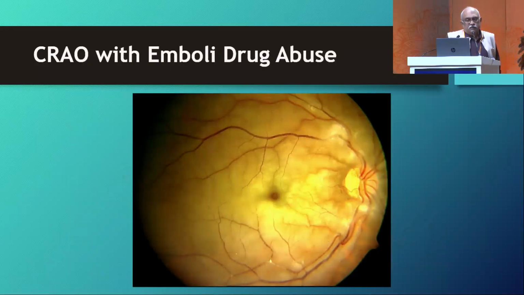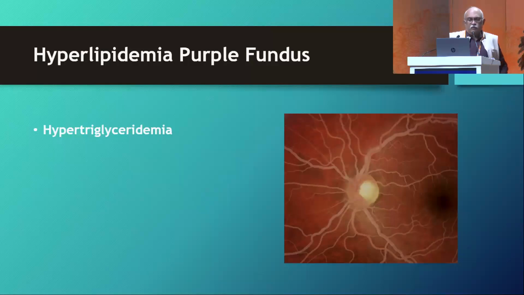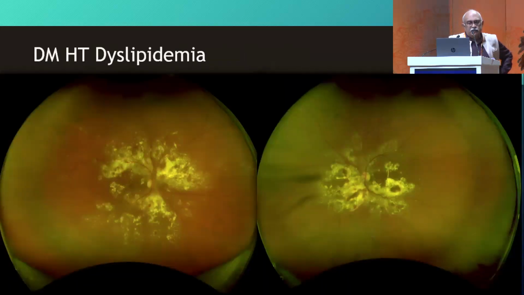So this drug abuse is another cause where you can get CRAO. Now coming to the second disease, that is lifestyle diseases, hyperlipidemia. This is a classic hyperlipidemia, purple fundus it is called, and I will show one case that is enough.